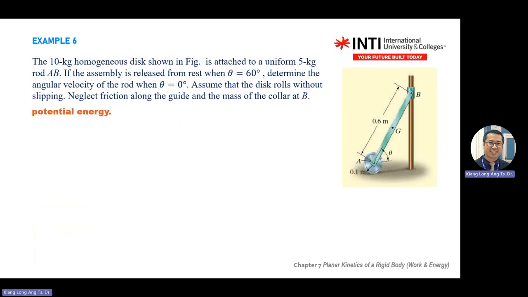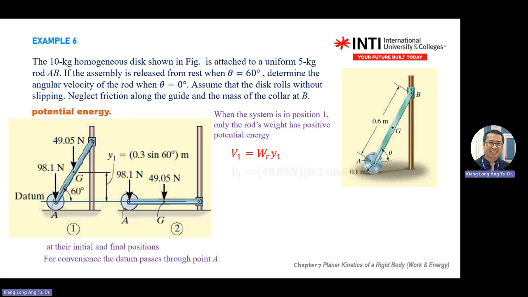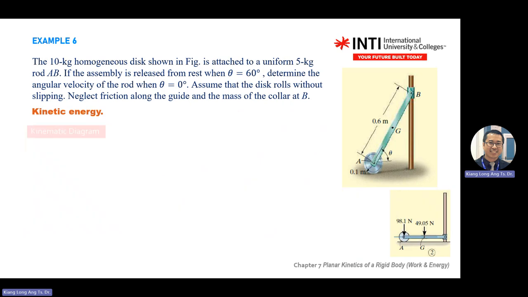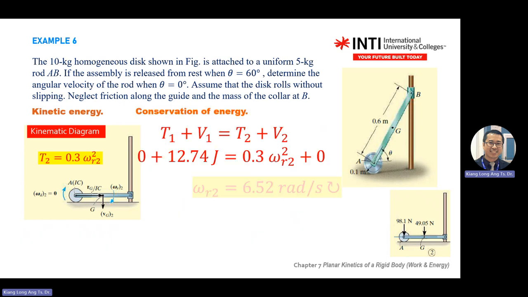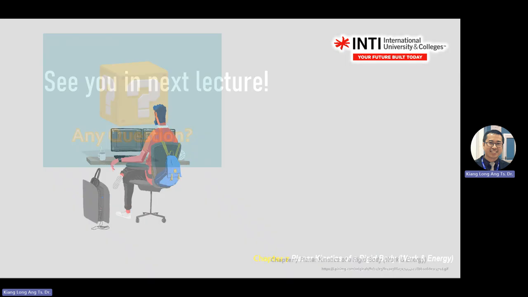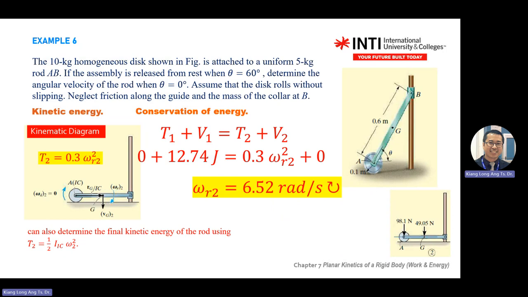This one, example 6, is your homework, go and see. Go and read. Still the same, just recap, V equals R omega. Okay, so with this, we conclude chapter 7. Go home and see. This is one of the questions inside your assignment.